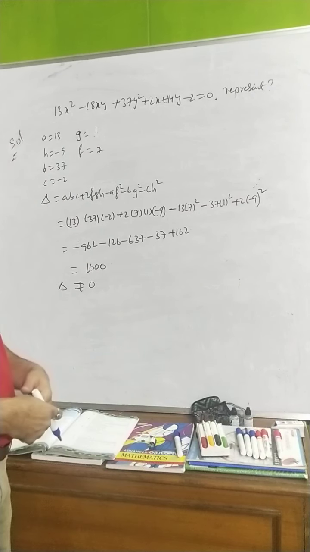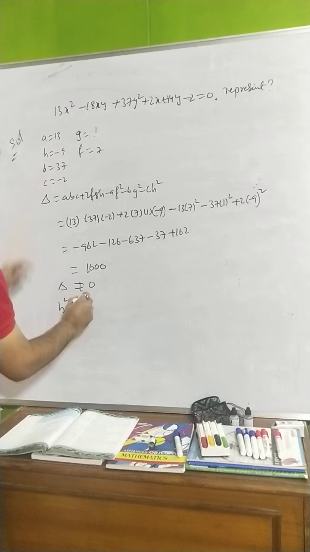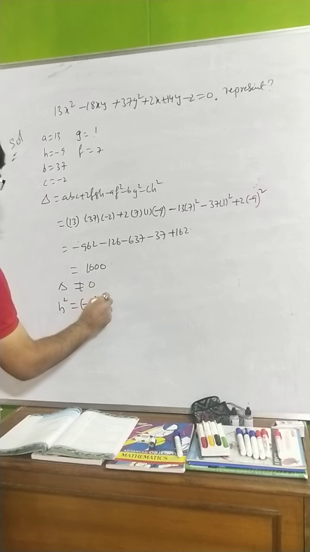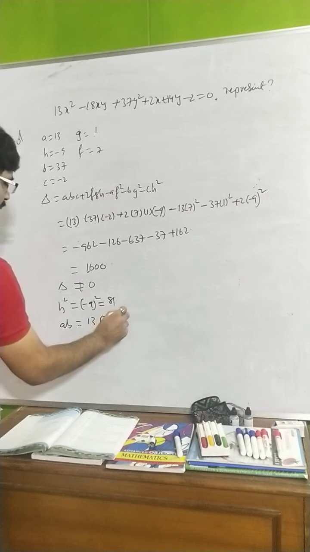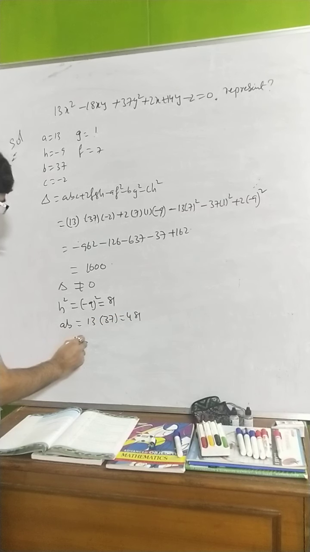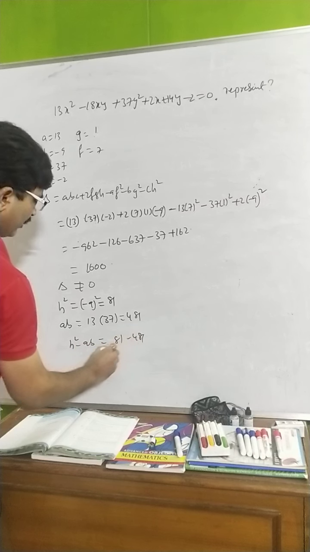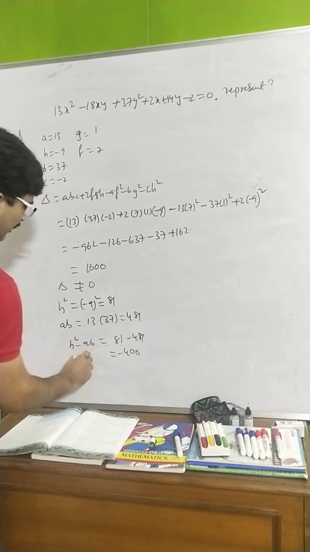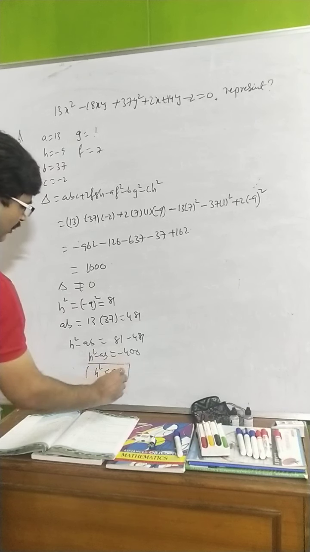h square. What is h square here? You see this one, h is minus 9. Minus 9 whole square is nothing but 81, we got it. What about AB? A is 13 and B is 37, so this is nothing but 481. So h square minus AB means 81 minus 481, that is minus 400. So h square is less than AB, less than 0.